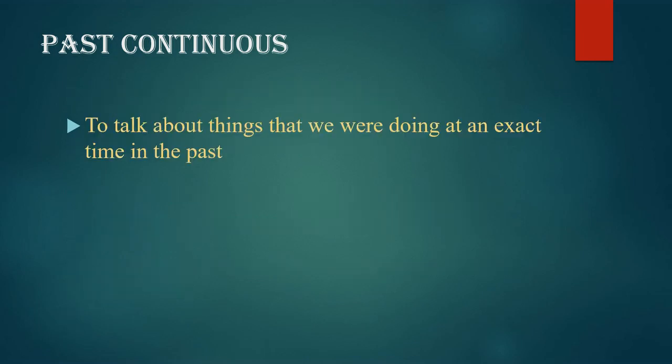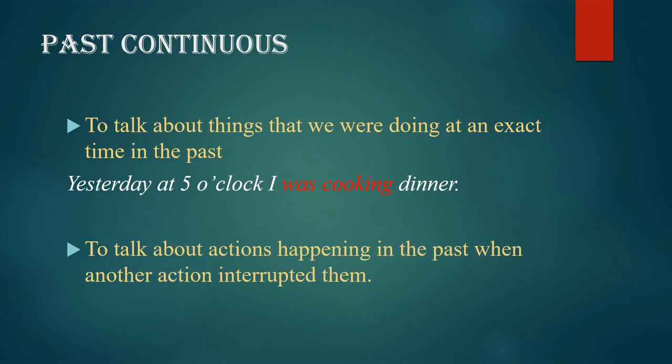We use past continuous to talk about things that we were doing at an exact time in the past. For example, yesterday at 5 o'clock I was cooking dinner. Exactly at 5 o'clock I was cooking dinner. We also use it to talk about actions happening in the past when another action interrupted them. For example, I was walking in the park when it started to rain. So I was in the middle of walking when another action, in this case raining, happened and interrupted my walk.